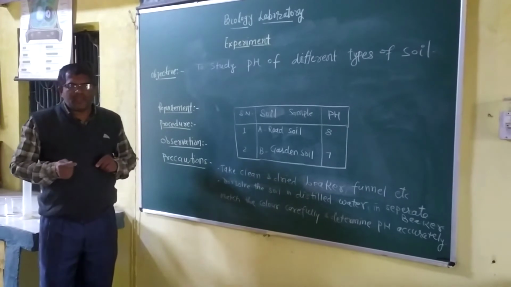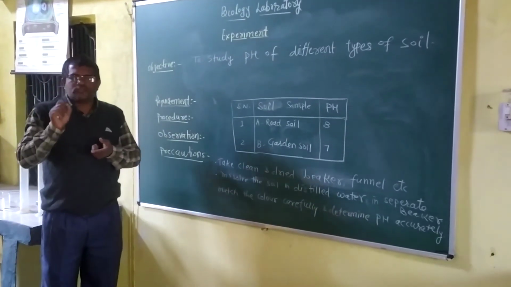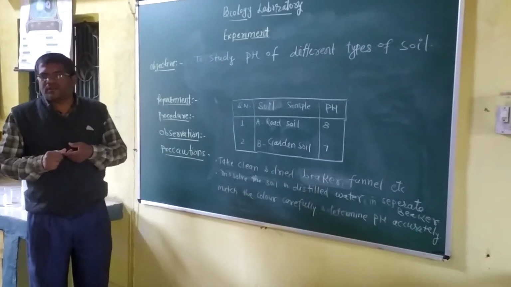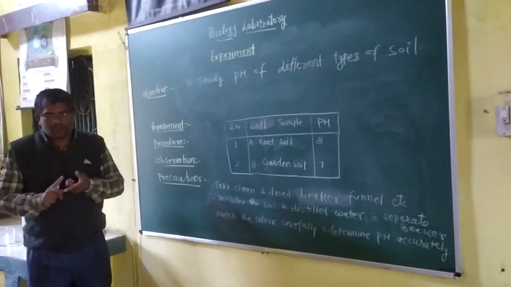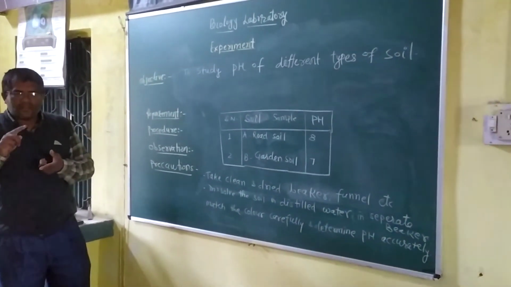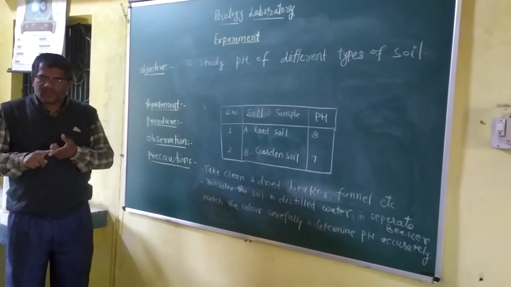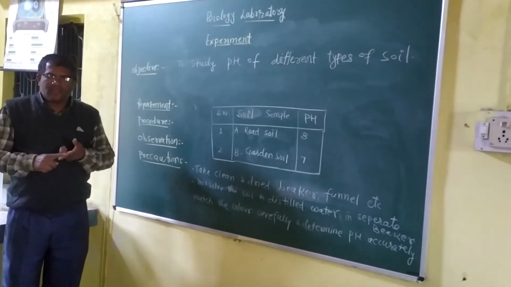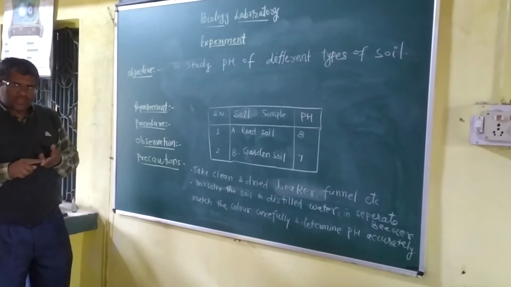In the procedure, what we have done, we have collected the soil, and 1 spoon of the soil we have dissolved in 100 ml of distilled water. So we have collected soil from the road side, and that 1 spoon of the road soil we have dissolved in the distilled water. And second, we have collected soil from the garden side, and 1 spoon of the garden soil is dissolved in the distilled water.